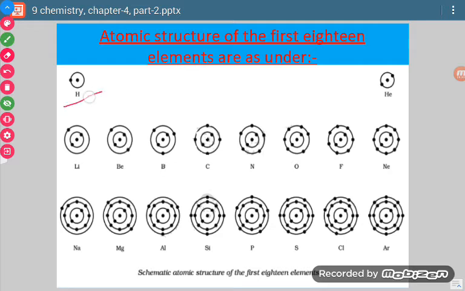Now see, the center dot is representing the nucleus, and then this is the K shell, or n equal to 1 shell. Since there is only 1 electron for hydrogen, 1 electron is present in this. For helium, in the K shell there are 2. For lithium, K shell is fully filled and in L there is 1. For beryllium, 2 electrons in K and 2 in L. Then 2 in K, 3 in L; 2 in K, 4 in L; 2 in K, 5 in L; 2 in K, 6 in L; 2 in K, 7 in L; 2 in K, 8 in L.